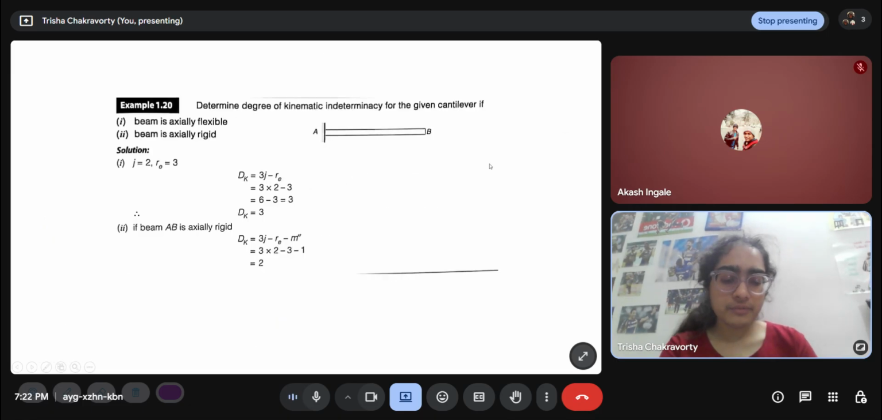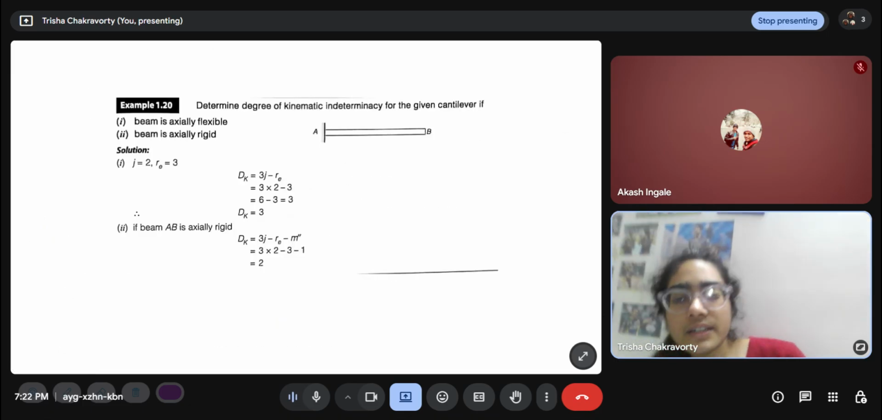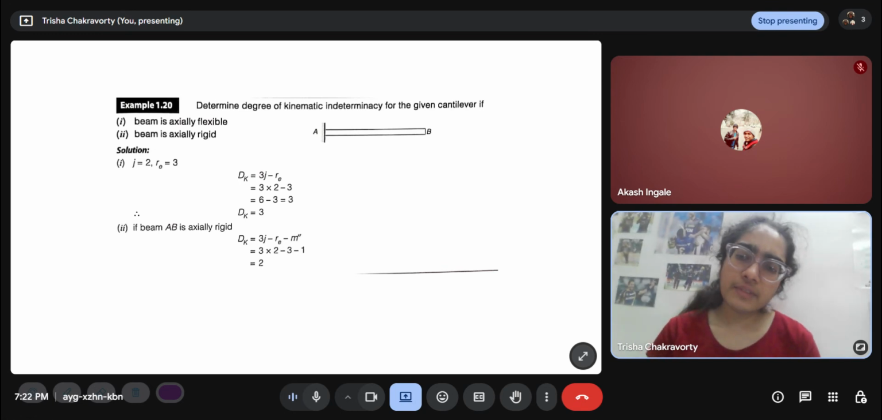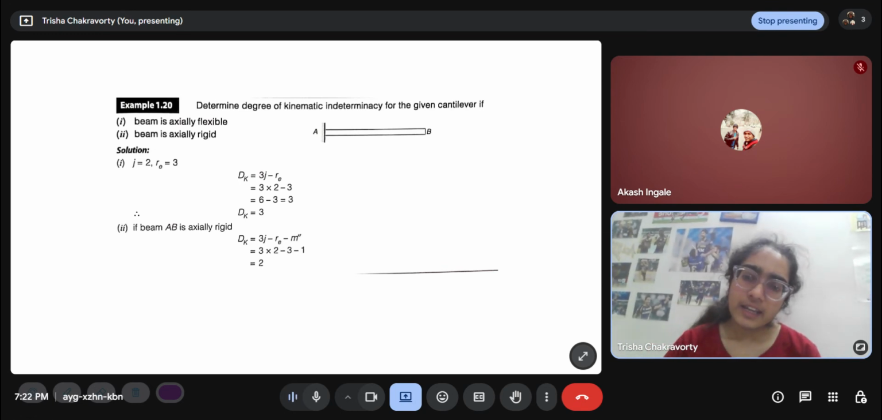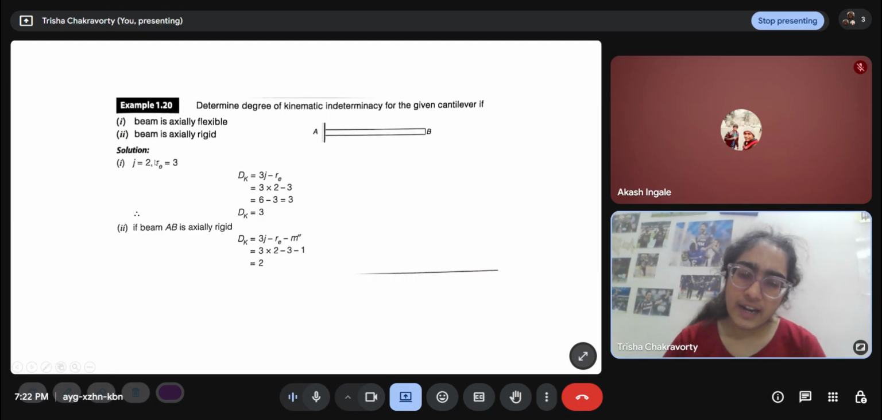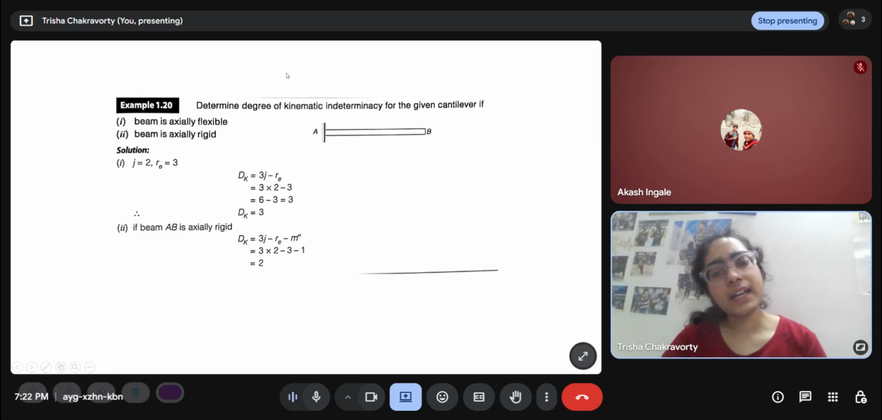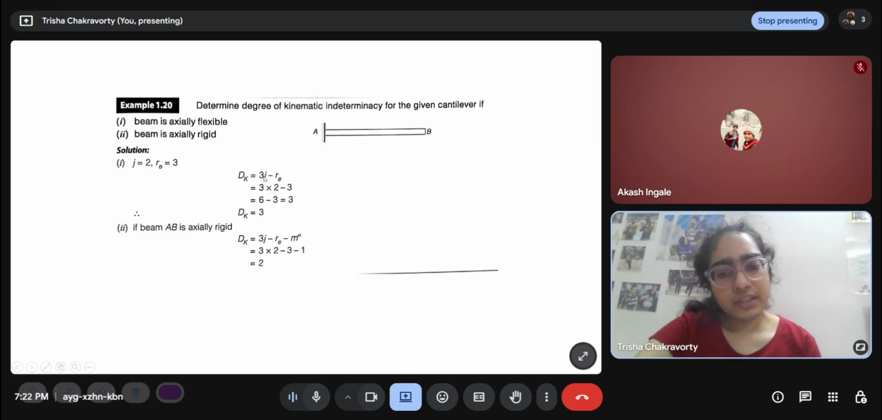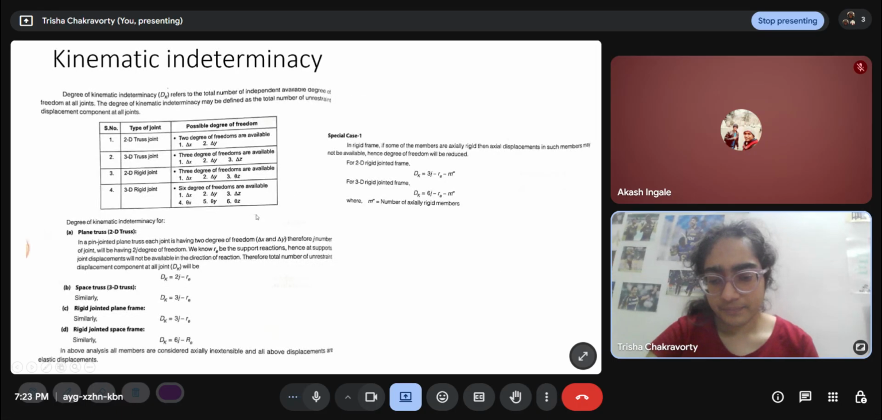We'll look at examples of this. Determine the degree of kinematic indeterminacy for a given cantilever, if the beam is axially flexible and if the beam is axially rigid. Now J is 2 here, A and B, and Re is 3 since this is a fixed support, so Fx, Fy, and Mz. DK using the formula is 3j minus Re when it is axially flexible. So DK is 3 into 2 minus 3, which is 3.